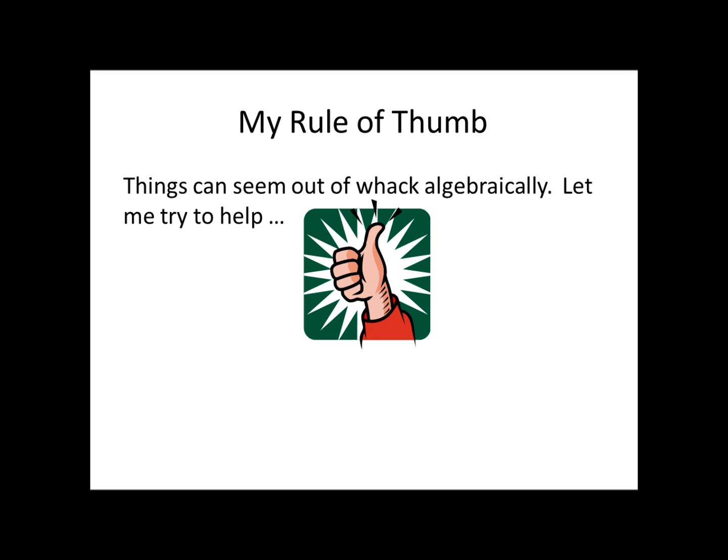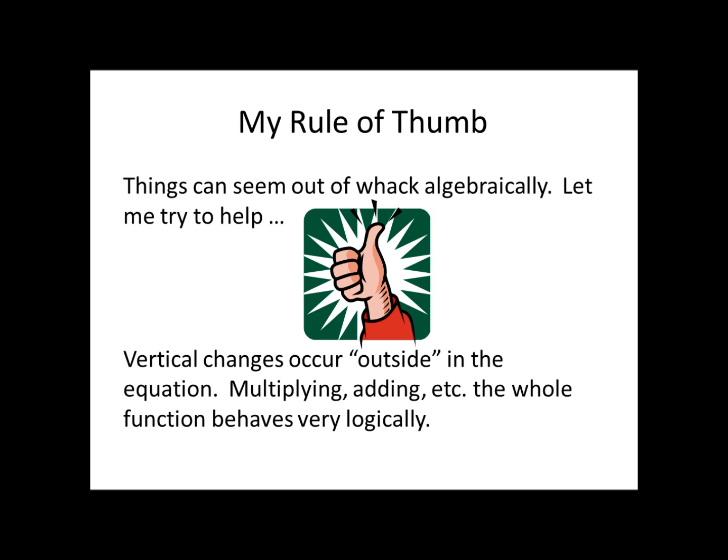Alright, now things seem a little bit weird. Let me give you my rule of thumb, and hopefully it'll help make sense. Vertical changes, that is, if we translate up or down, or we stretch vertically, or we reflect vertically so that it's over the x-axis, all of those changes to the equation happen, what I like to say, as outside in the equation, not in with the x. So we multiply outside, we multiply the whole equation by a number, or we add a number all the way at the end. That's how we change it vertically, and things behave very much like we would expect them to.